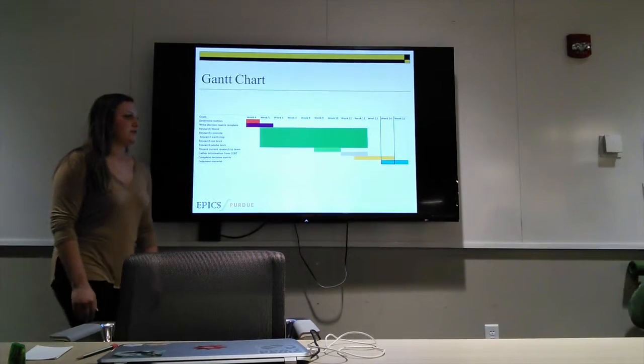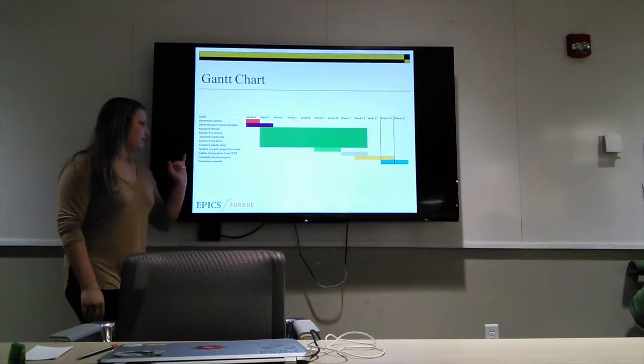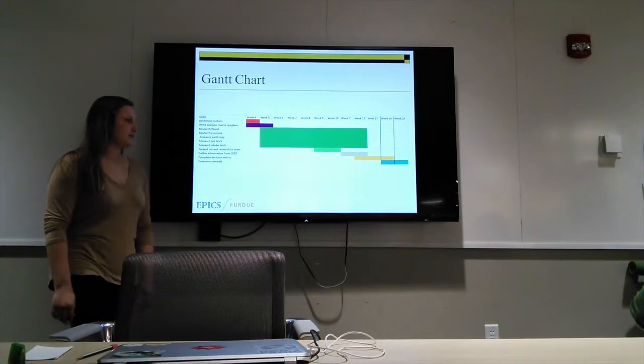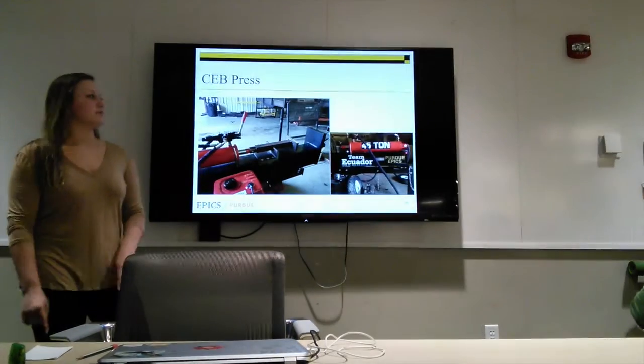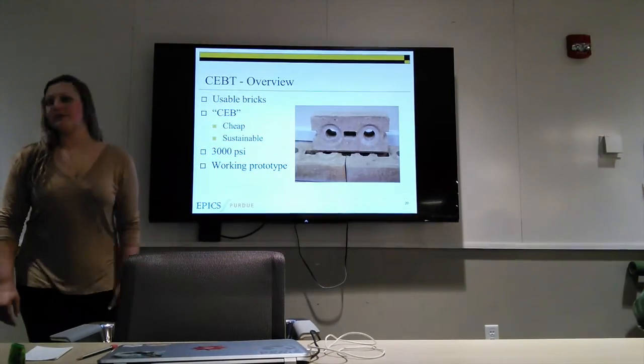This is our Gantt chart. You can see we're in week 14, so we are wrapping up the decision matrix and determining the materials that we are going to use. And now I'm going to hand it over to Nick with the CEB.